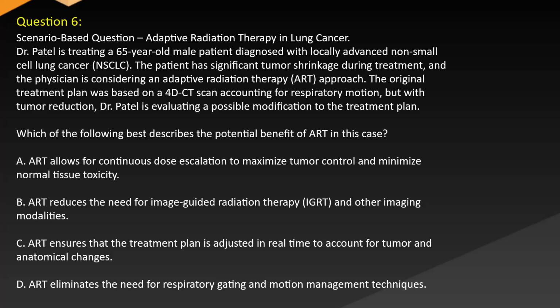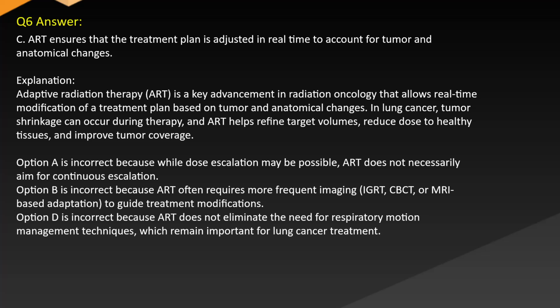A. ART allows for continuous dose escalation to maximize tumor control and minimize normal tissue toxicity. B. ART reduces the need for image-guided radiation therapy and other imaging modalities. C. ART ensures that the treatment plan is adjusted in real time to account for tumor and anatomical changes. D. ART eliminates the need for respiratory gating and motion management techniques. Answer C. ART ensures that the treatment plan is adjusted in real time to account for tumor and anatomical changes.